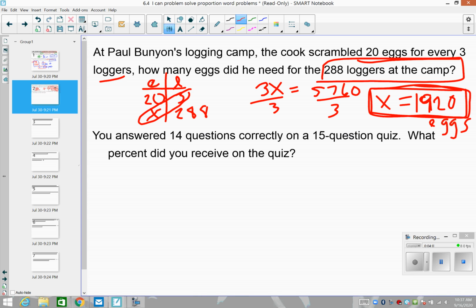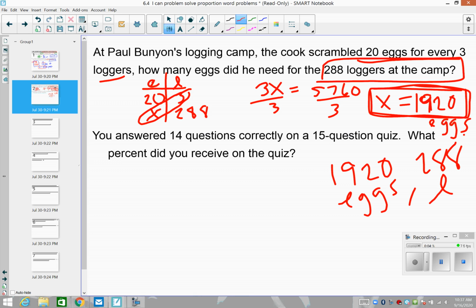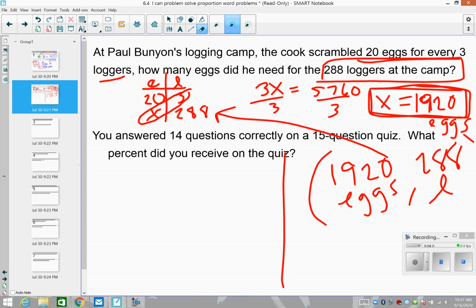So we would say that for 288 loggers, we need 1,920 eggs. That would be the relationship that we're looking for there. So again, pause video if it goes too fast. Now I'd like you to try the next one. It is a percent question. Try it, try it, try it.